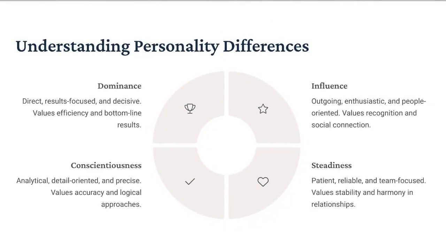People with dominance traits are direct, decisive, and results-driven, valuing efficiency and outcomes. Those with influence traits are enthusiastic, outgoing, and people-oriented, thriving on recognition and social connections. Individuals high in steadiness are patient, dependable, and team-focused, prioritizing stability and harmony. Meanwhile, those with conscientiousness are analytical, precise, and detail-oriented, valuing accuracy and logical approaches.